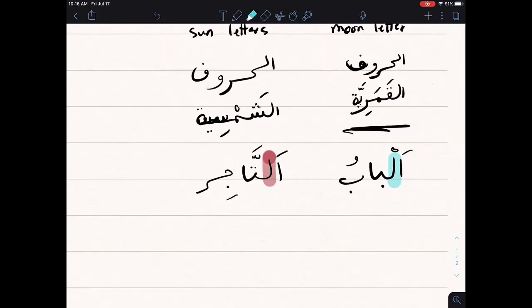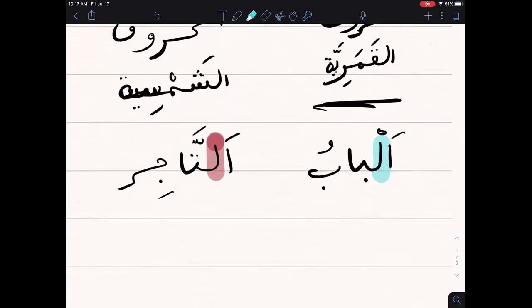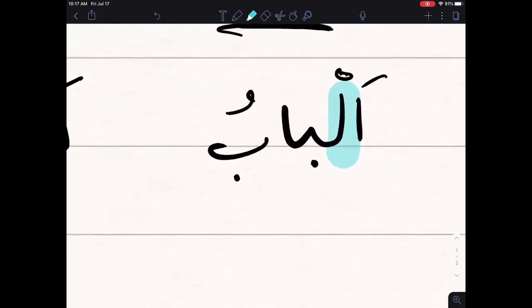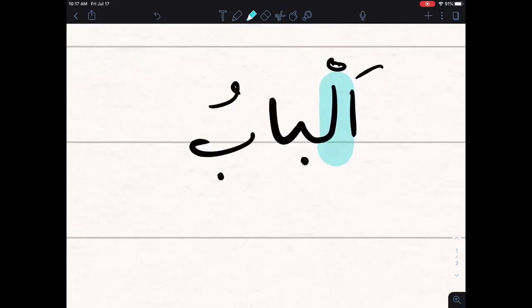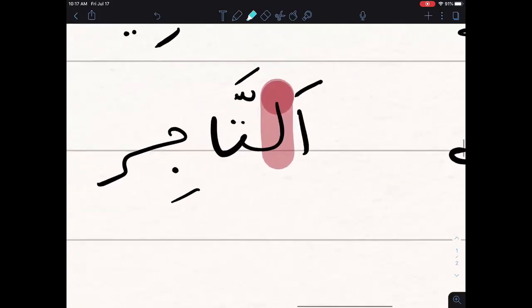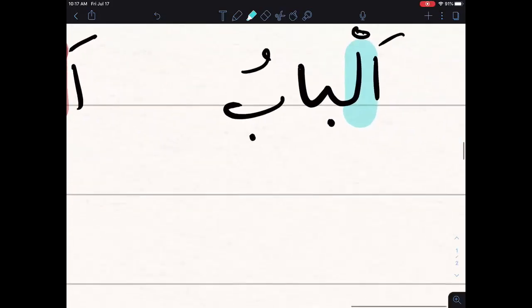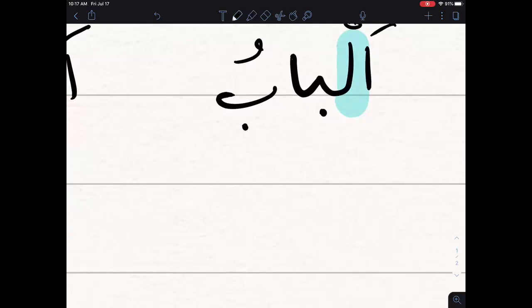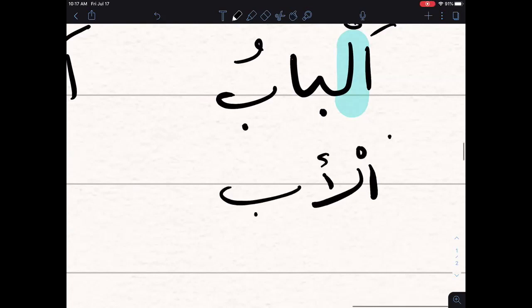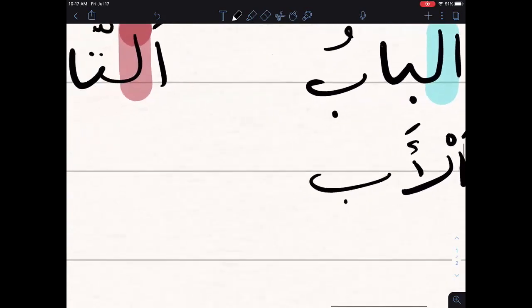What's it? In blue, you said we pronounce the al. So this one, yes, al-babu. Here you will pronounce al, but here no. Okay. So for example, if you memorize this word al-ab, you will pronounce the al.